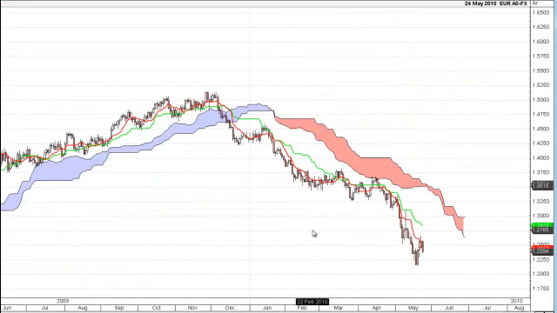And here we have the euro. What a disaster this chart is. It broke the daily cloud way back on the 14th of December, and from then on, if you were just a cloud trader, man, did you have an absolutely unbelievable run.